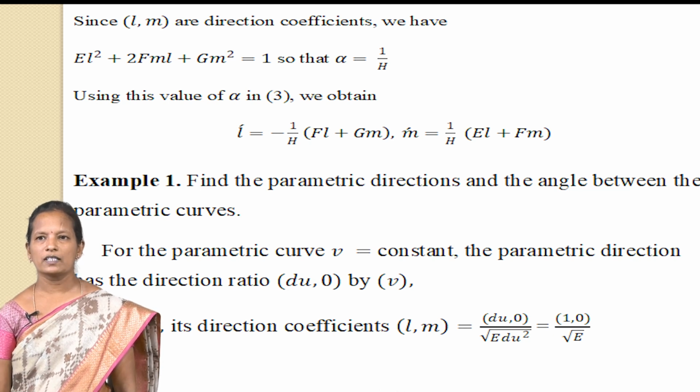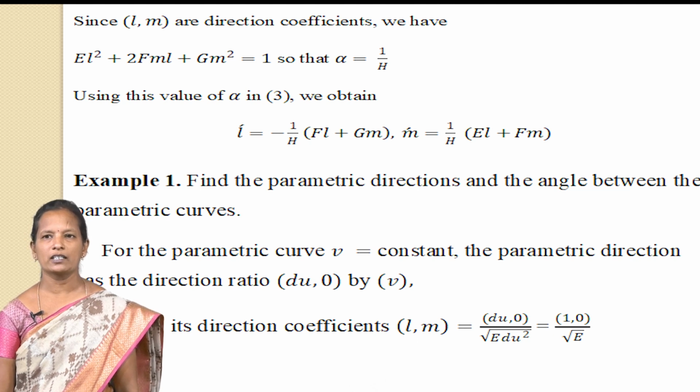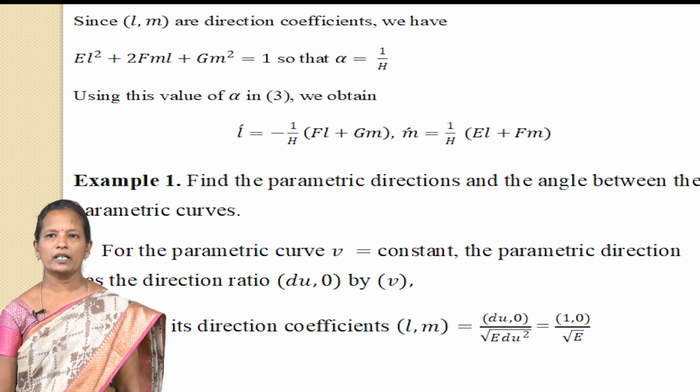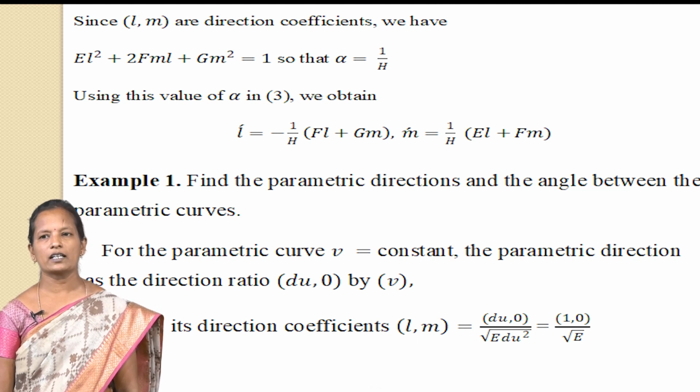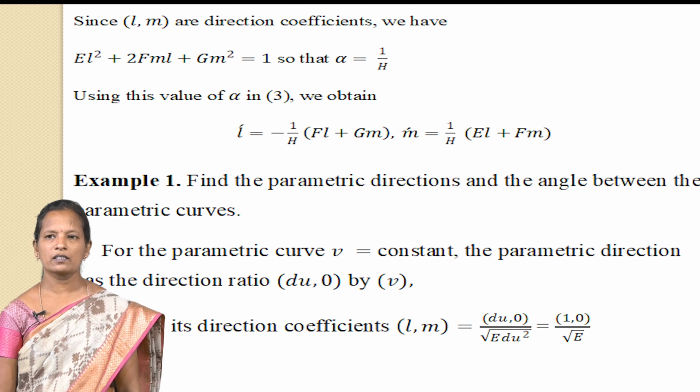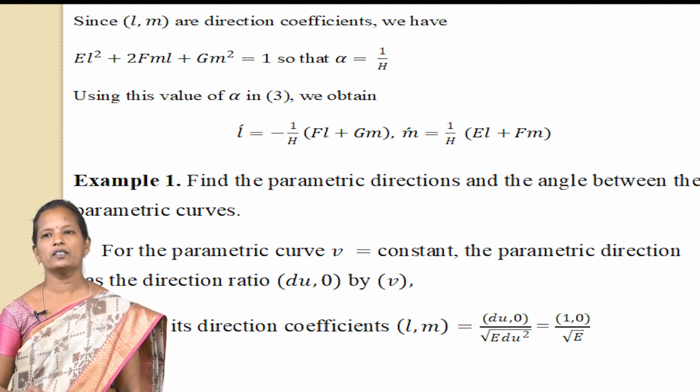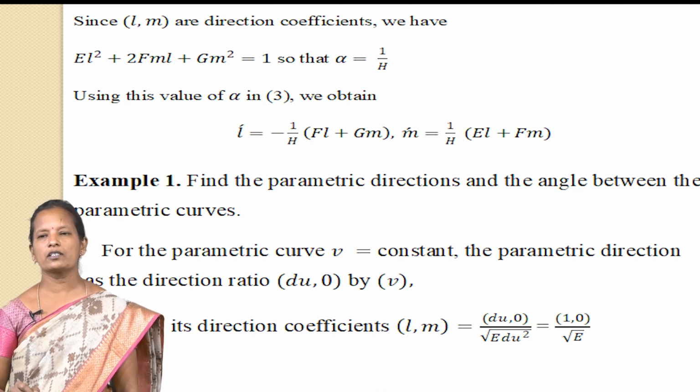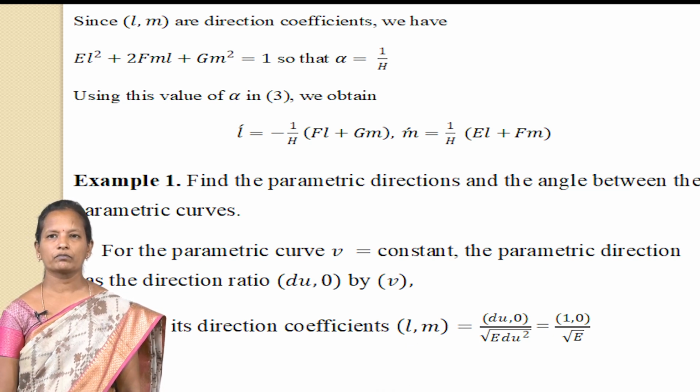First example: find the parametric directions and the angle between the parametric curves. For the parametric curve v equal to constant, the parametric direction has the direction ratio du, 0. Its direction coefficients L, M are du, 0 divided by square root of E du squared. With du equal to 1, that is 1, 0 by square root of E.